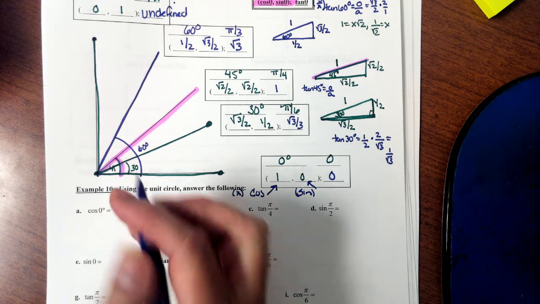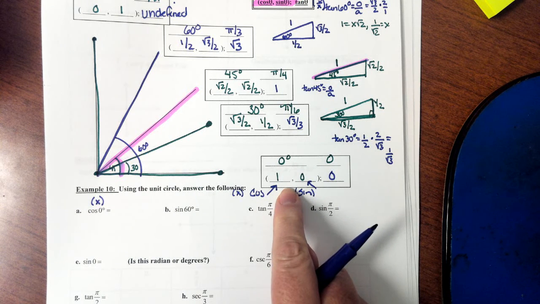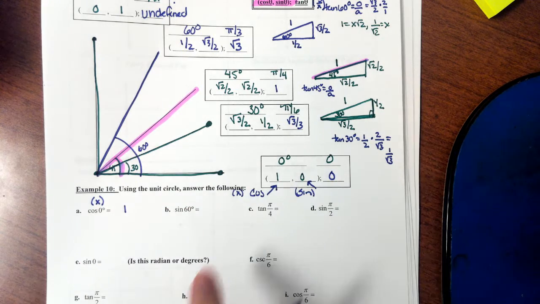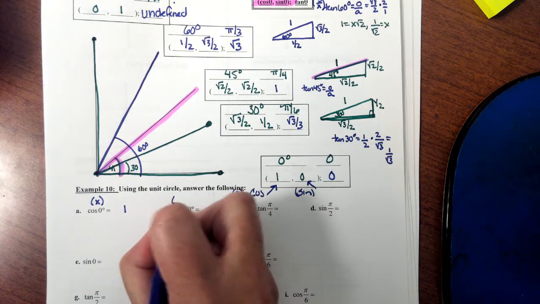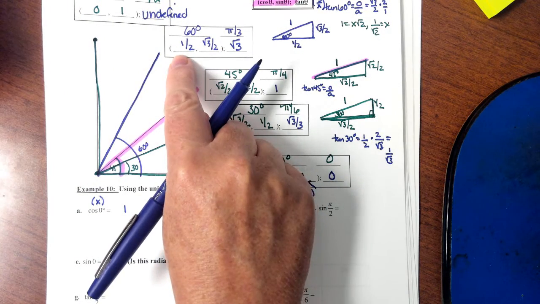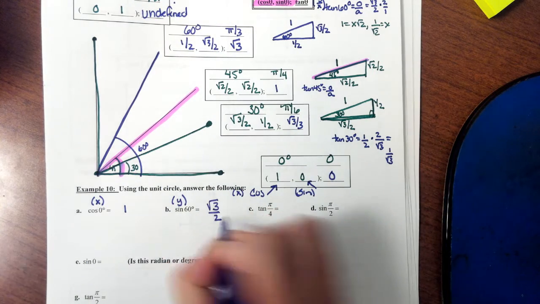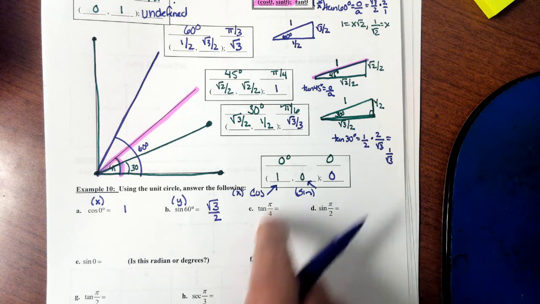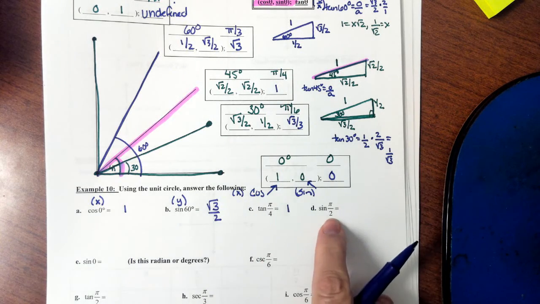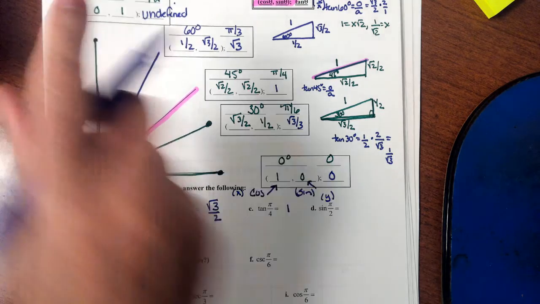So the cosine of 0 degrees, again, that's going to be the x coordinate on our unit circle. So I know the cosine of 0 degrees is the same as the x coordinate, which is 1. The sine of 60 degrees, remember sine is the y coordinate. So going up here to 60 degrees, the y coordinate at 60 degrees is square root 3 over 2. The tangent of pi over 4 I found to be 1. The sine of pi over 2, remember sine is the y coordinate. The y coordinate up here at pi over 2 is 1.